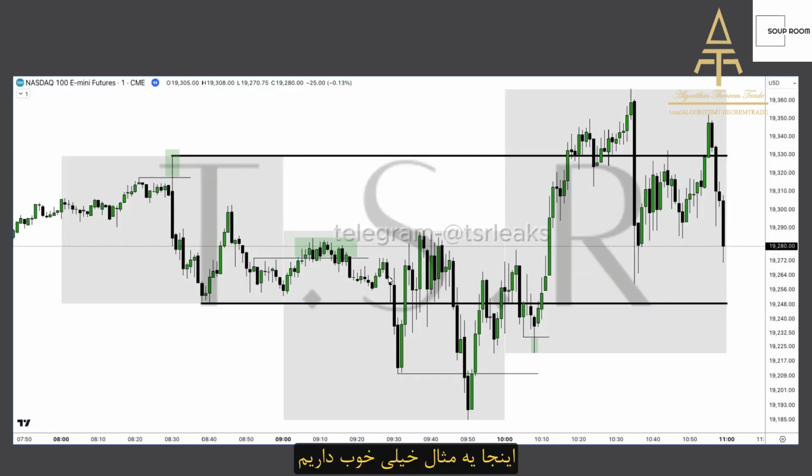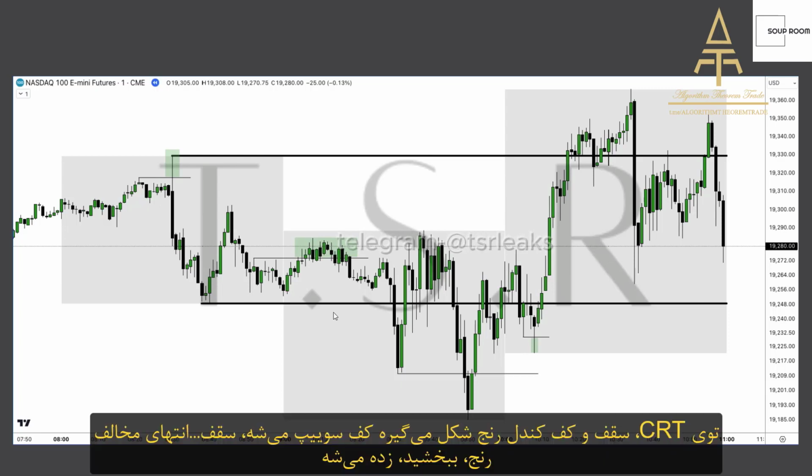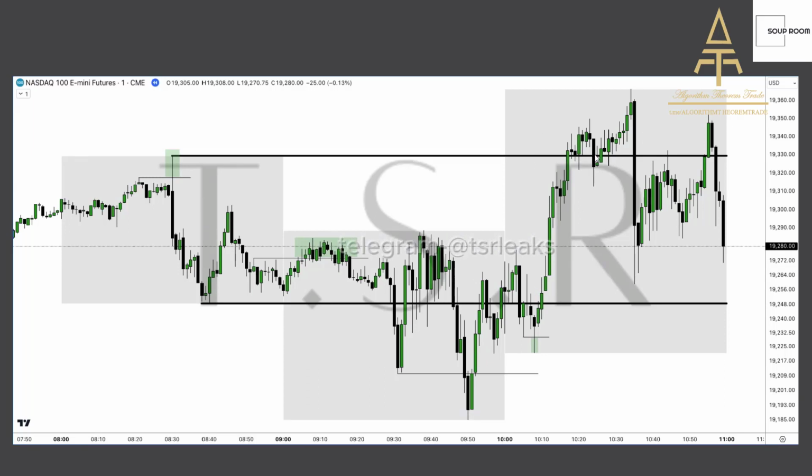Here is a perfect example. We have the 9 a.m. hour right here, 9 a.m. until 10 a.m. This is the entire hourly candle. This is the entire 8 a.m. hourly candle. And this right here is the entire 10 a.m. hourly candle. CRT, right? Candle range high, candle range low, low swept, high opposing end of the range, tapped.